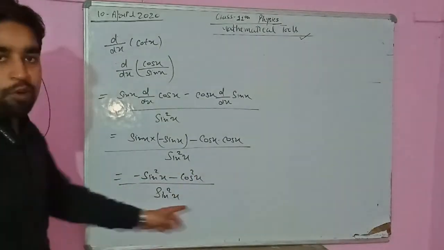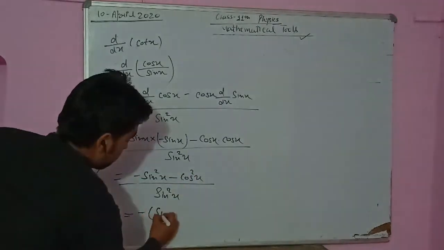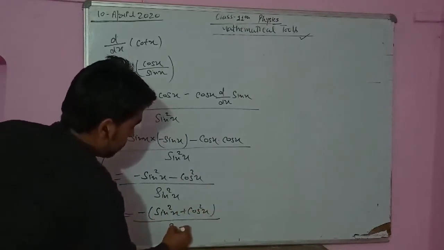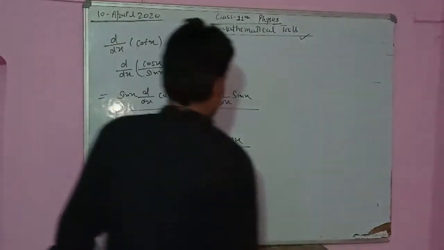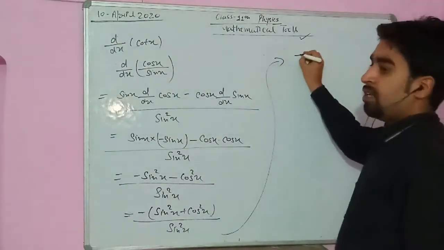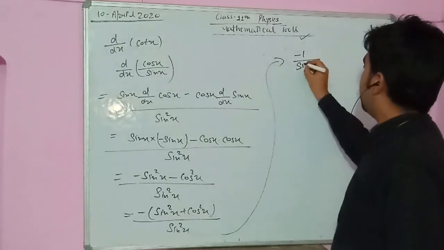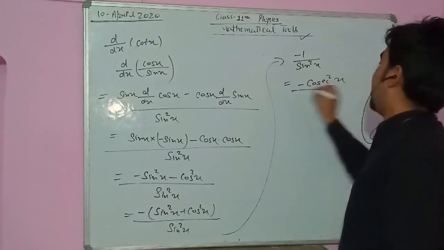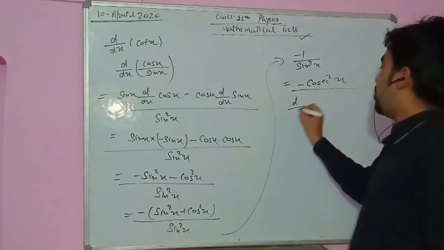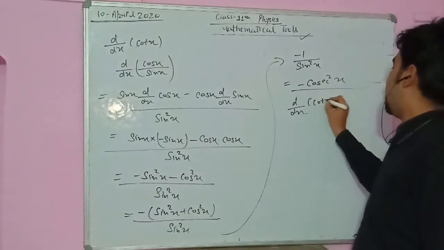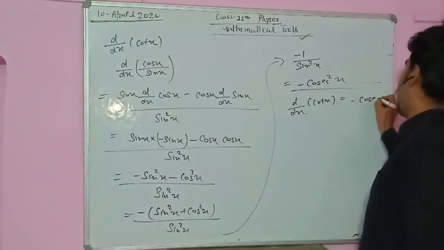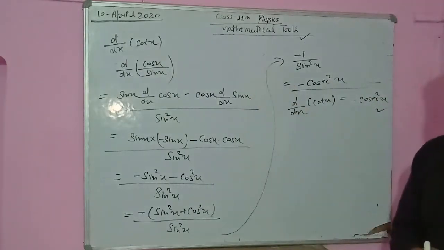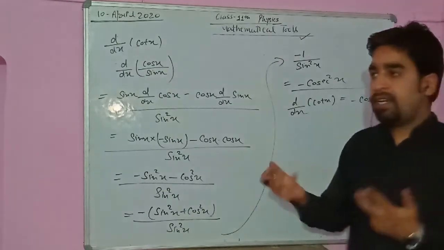Now between these two what is common? Minus is common, so when we take minus common we get sin square x plus cos square x divided by sin square x. So what you will get? That will be minus 1 divided by sin square x. 1 upon sin square x is cosec square x. So now you can understand d upon dx cot x is actually equal to minus cosec square x. All these identities you should learn as they are. If I ask you d upon dx cot x, you should be able to tell minus cosec square x and so on.